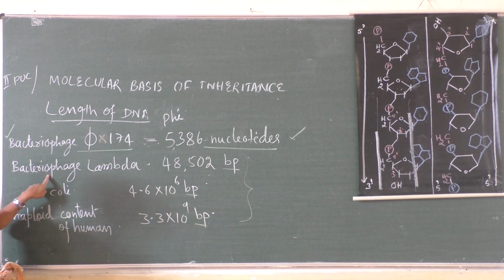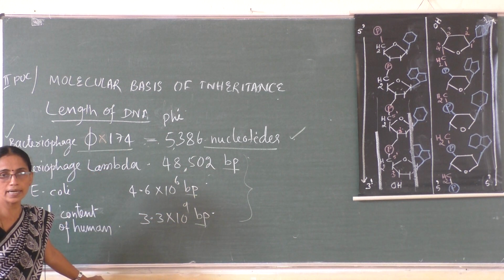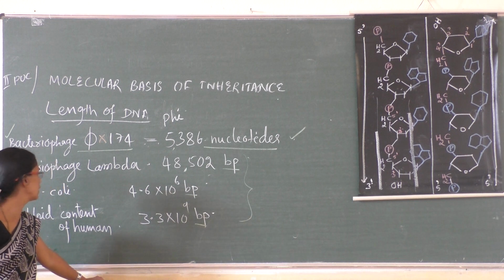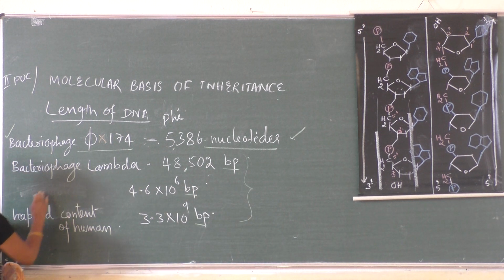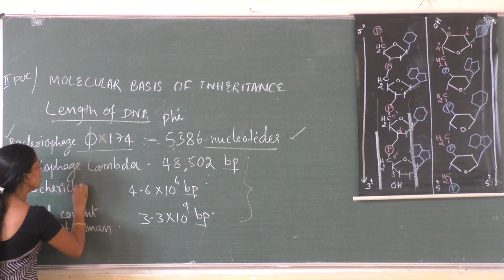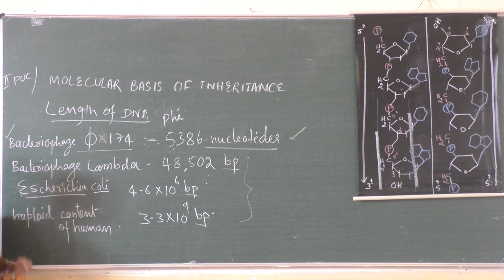Second one, another bacteriophage, lambda. Bacteriophage lambda is with 48,502 base pairs. Escherichia coli is a bacteria, earlier 2 are viruses. This is a bacteria with the length of DNA 4.6 into 10 to the power 6 base pairs.